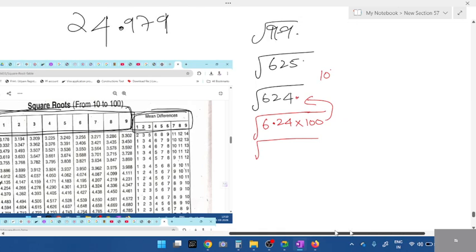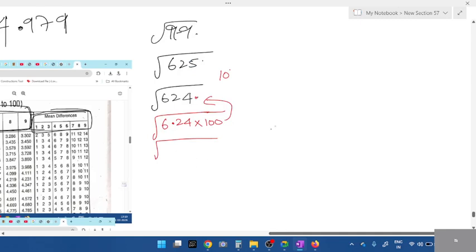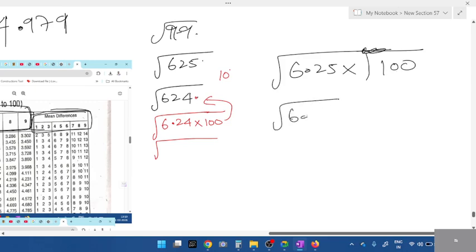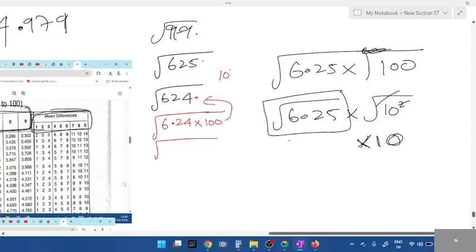So whenever 625 is given, convert it like this. This 6.25, keep it as it is. How can I write 10? You can write 10 separately, so it becomes 6.25 into 10 squared. How much is the square root of 100? 10. Keep this 10 as it is. Find the answer for 6.25.